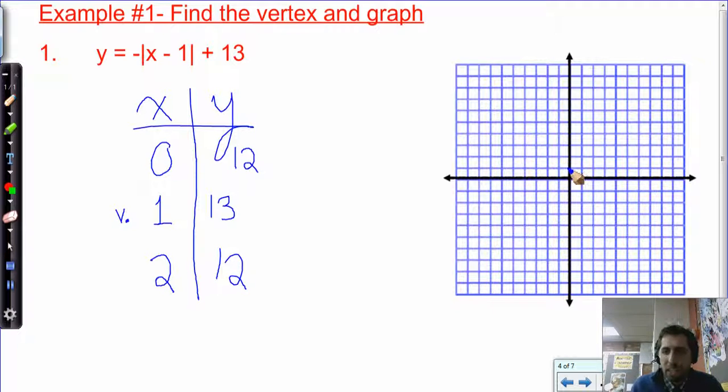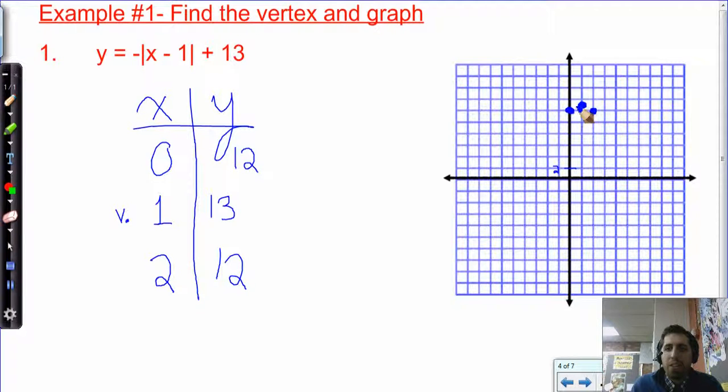I'm going to need to change the scale. Let's make it 2. So at 1, and then we're going to go up to 13. That'd be 2, 4, 6, 8, 10, 12. So it'd be right in the middle between 12 and 14. That's our vertex. I know things are going to reflect in different directions. So at 0, 12, we're actually right down here. And at 2, 12, we're right over here.